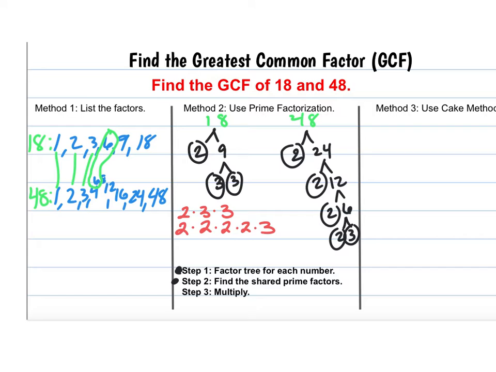And so then I'm going to find those shared prime factors. They share one single 2 and they share one single 3. If the other one had another 2 and another 3, then they'd share those. Step 3 is to multiply. 2 times 3, greatest common factor of 6. Notice it should be the same as what we got previously with the other method.